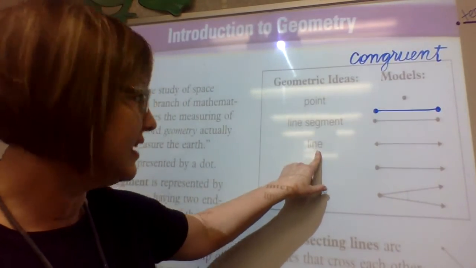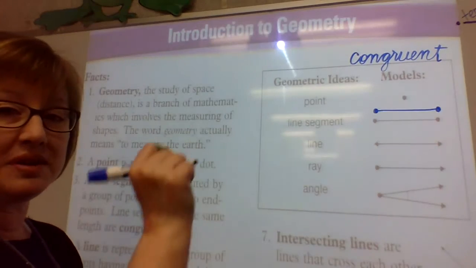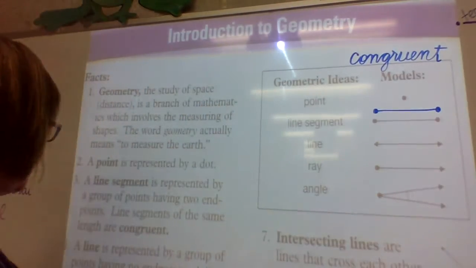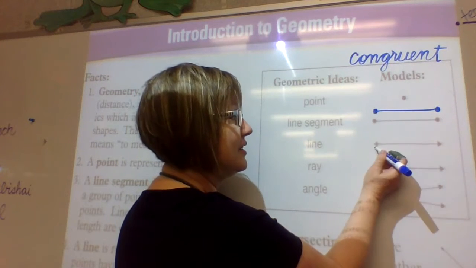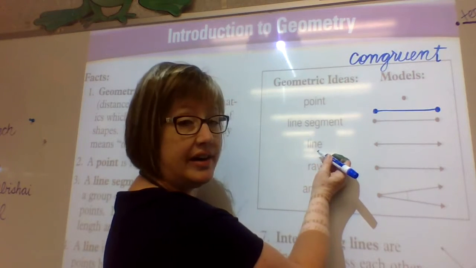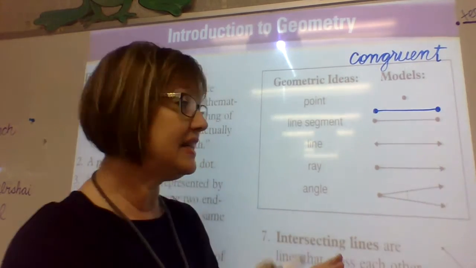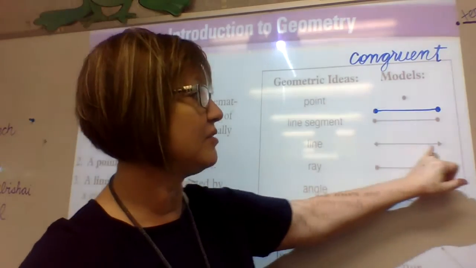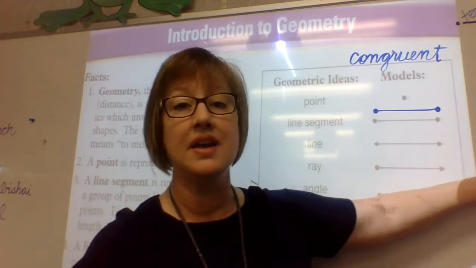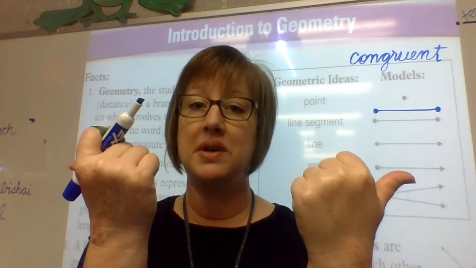Then a line is represented by a group of points having no endpoints. A line extends indefinitely to infinity and beyond, indefinitely in opposite directions. So that's why there are arrows here. I always say that a line is a lot like God. It has no beginning, no ending. He is eternal. So this line would continue going on all the way around the world and come back and go across here and go some more. They just keep going, and that one goes that way. So it goes in both directions endlessly. It doesn't have a starting point or an ending point.